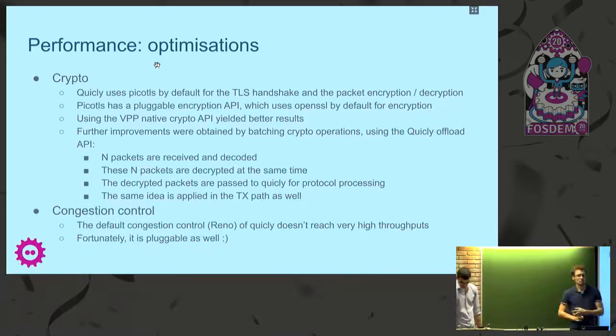And the last thing that we've been working on is the congestion control. The default one is Reno, which isn't really playing well with high throughput. We tweaked it a bit by changing the beta factor because we didn't have time to implement newer ones. But fortunately, it's also pluggable, so we'll be able to extend it in the future.